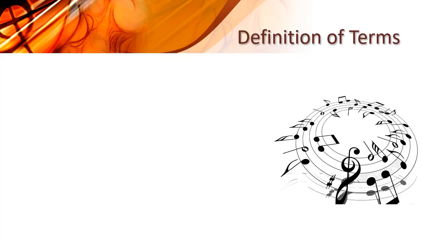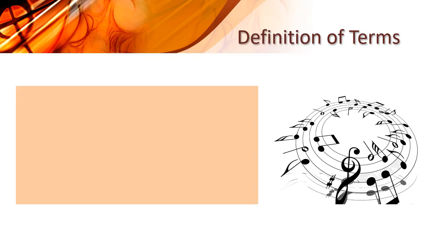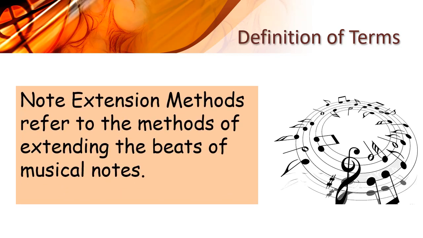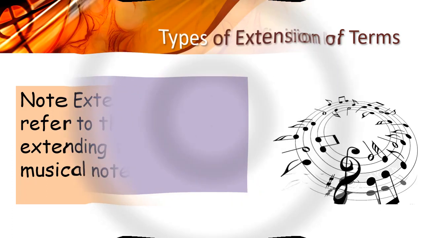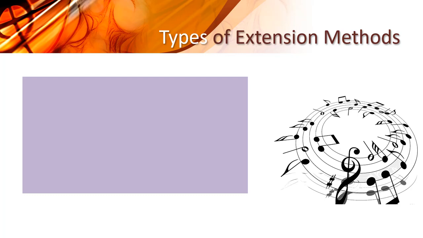So now first let's look at the definition of what we are looking at in this lesson: note extension methods. Note extension methods refer to the methods of extending the beats of musical notes, just like I said at the introduction. So we are going to look at the various methods that we can use to extend musical notes, and that will bring us to the types of note extension methods we can use. For this lesson, we are going to be looking at 4 types.